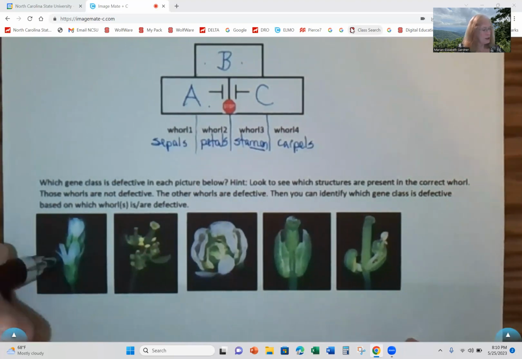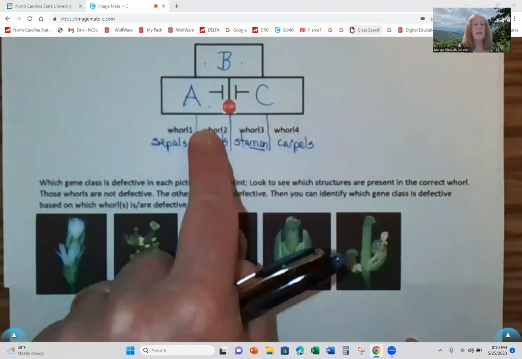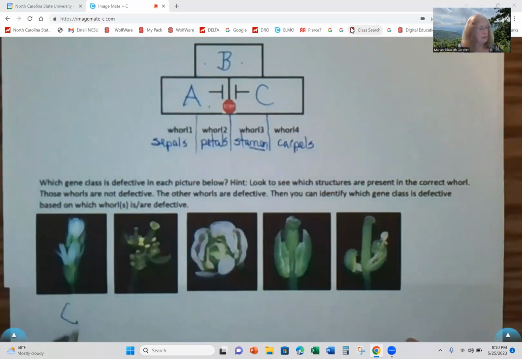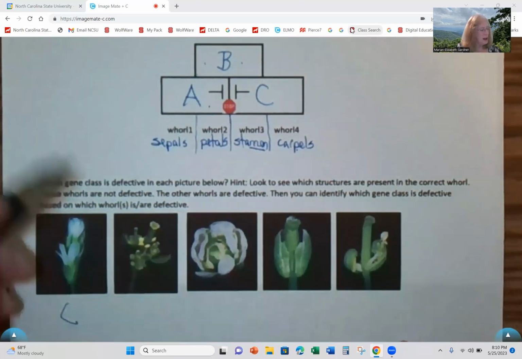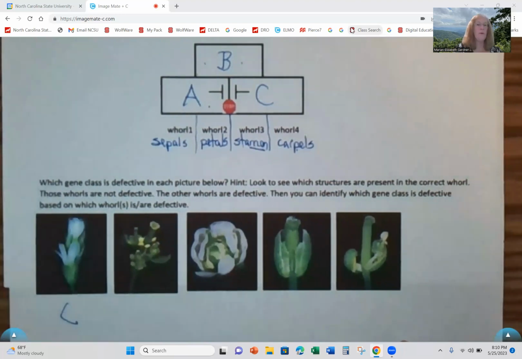So these green things are sepals, the white are petals. So sepals and petals, that means A and B are functioning correctly. This must be a C class mutant. I don't see any stamen or carpels. The other thing is I have multiple whorls. It looks like there's more than one whorl of petals there.